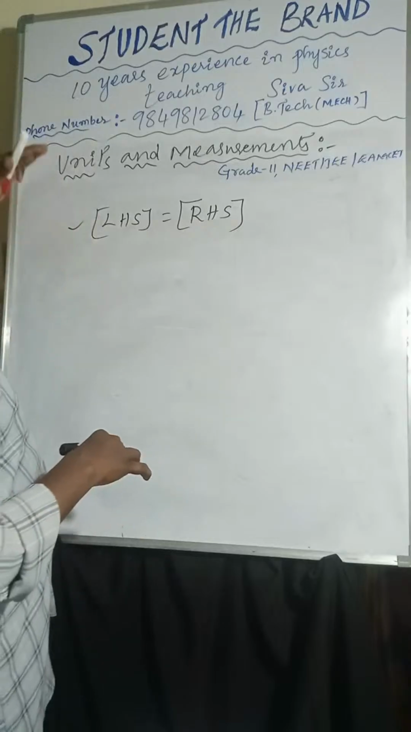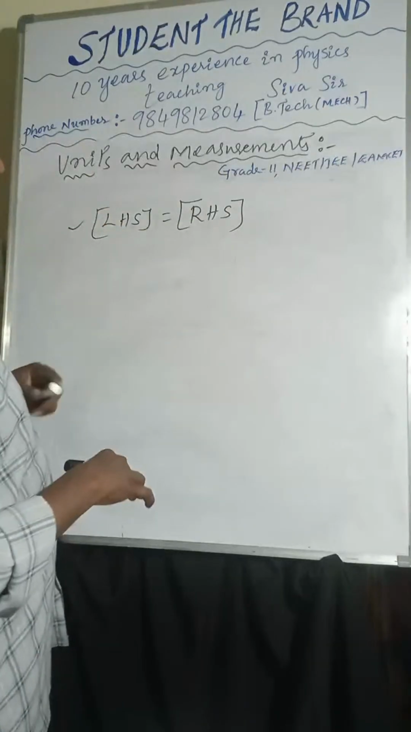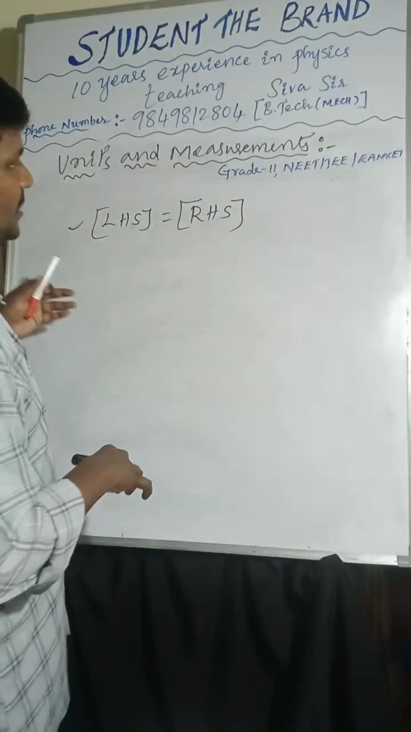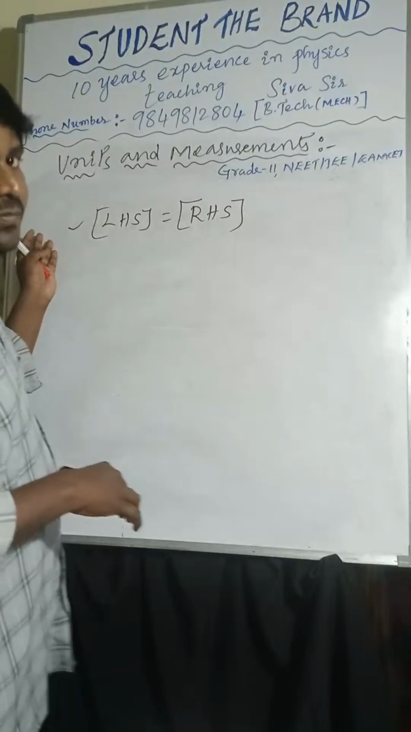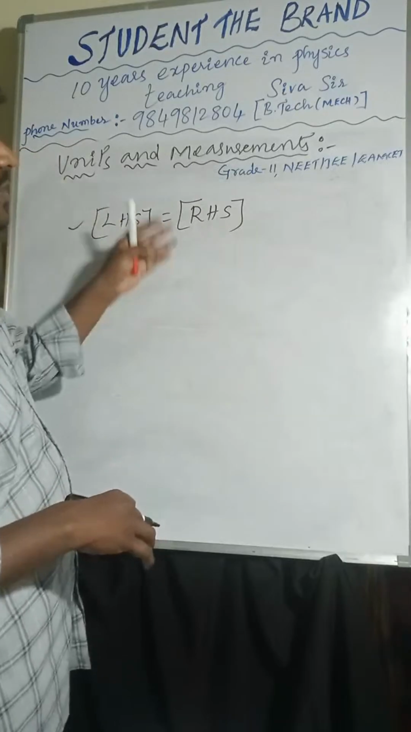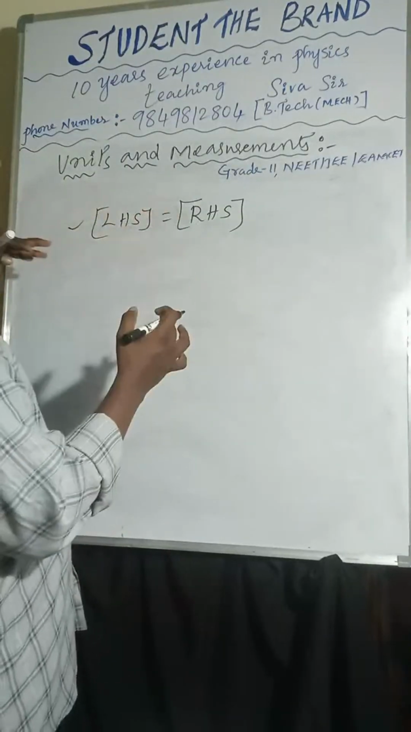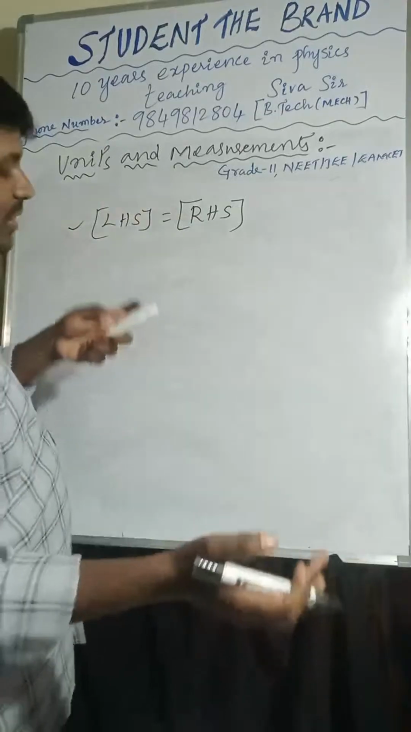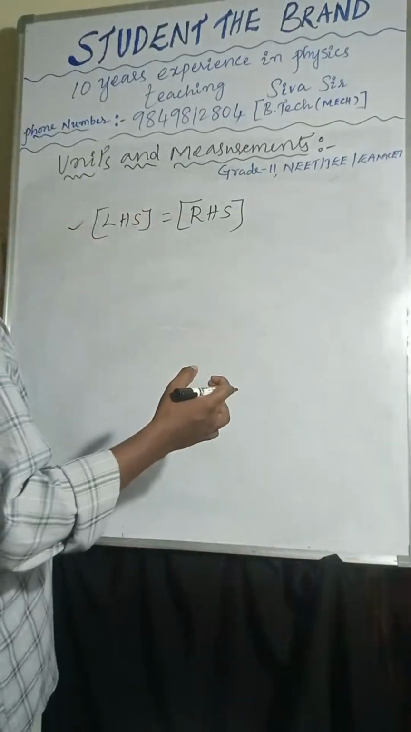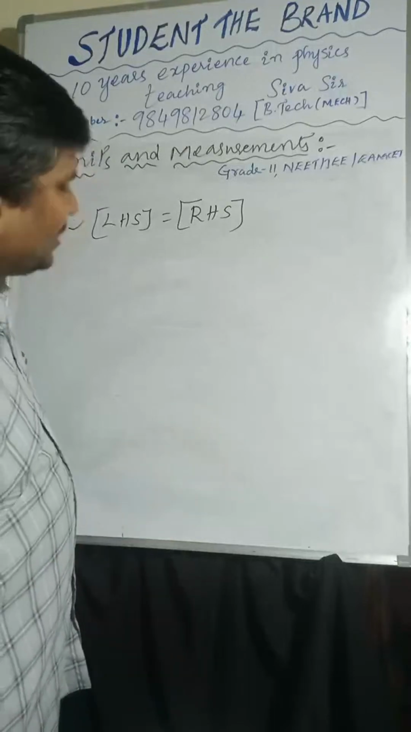That equation is dimensionally correct. This principle is called the homogeneity principle. The purpose of this homogeneity principle is to check the accuracy of the equation, to change one physical quantity into another physical quantity, and to obtain the relation between different physical quantities.